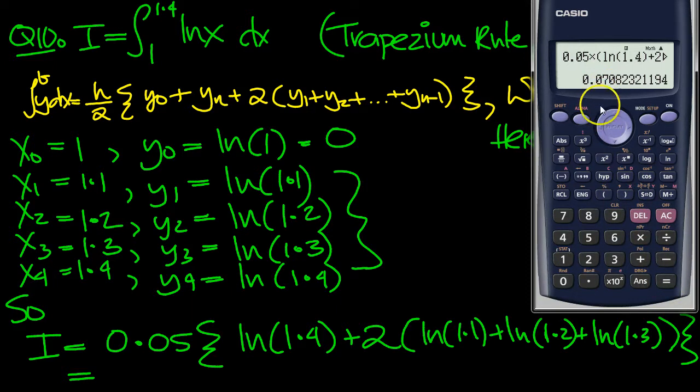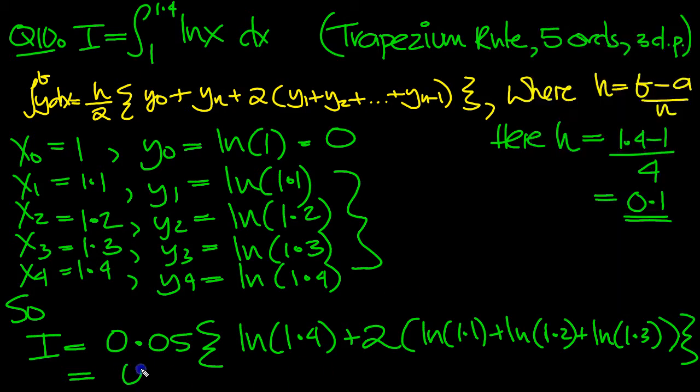And we get 0.0708, so to 3dp it would be 0.071, wouldn't it? And that was to 3 decimal places.